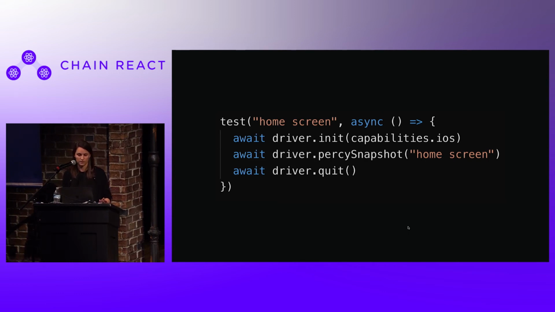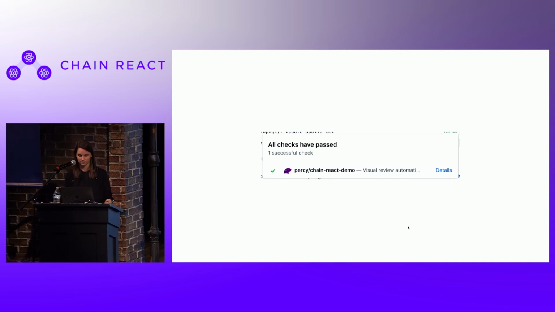So you could do any number of actions in between if you wanted to navigate to different pages, or just click some buttons or whatever it is, and then you can call Percy snapshot and it will take a picture of the app in whatever state you're in.